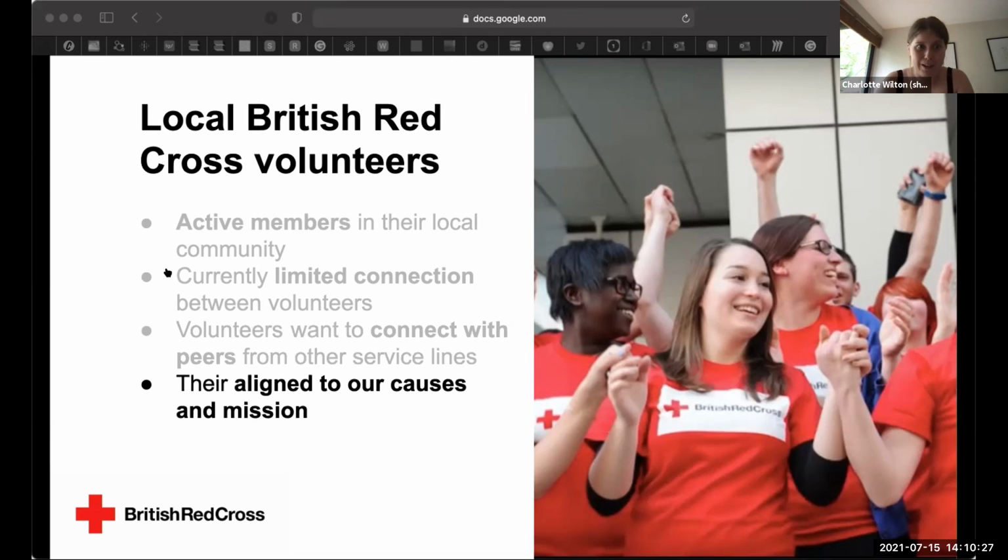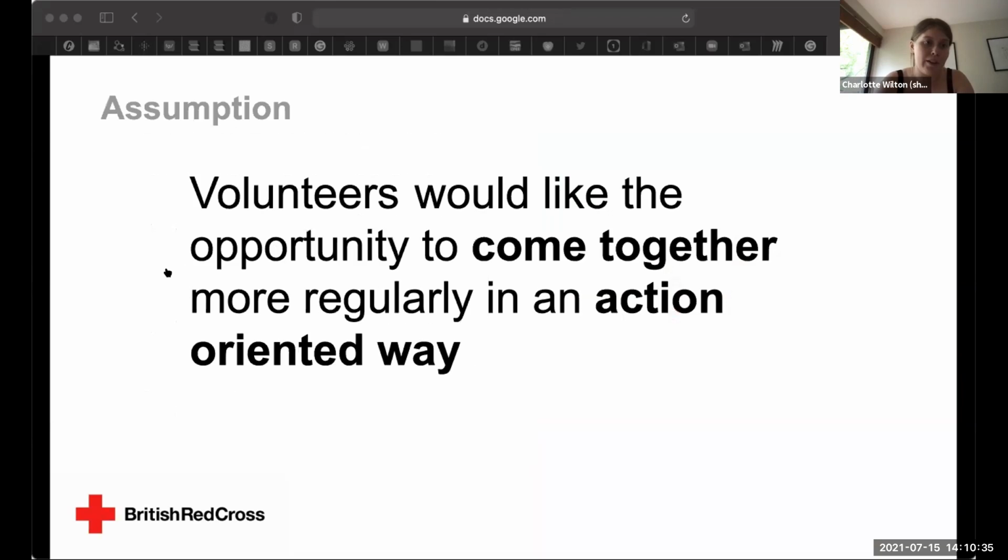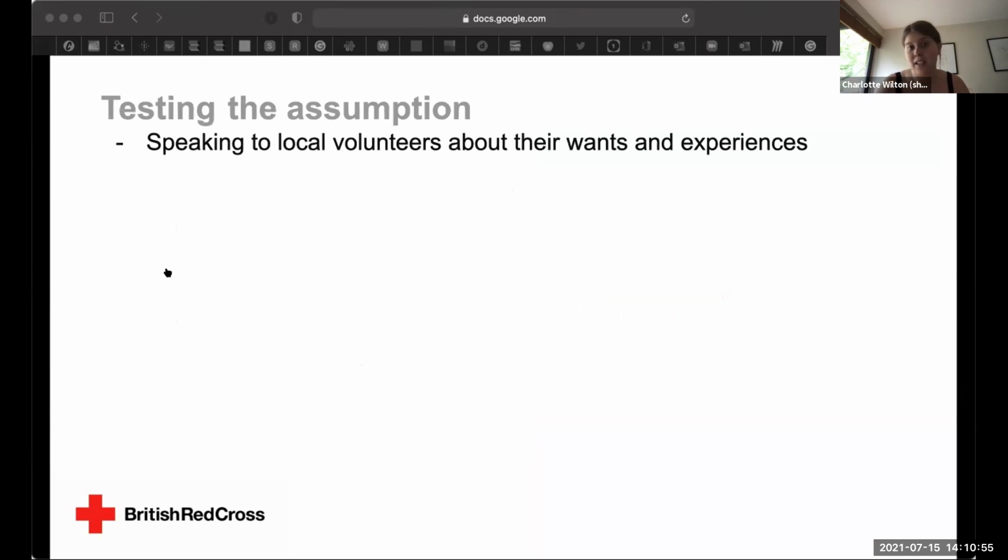So now we know who we're targeting our work towards. That meant that we had a load of assumptions that we now need to work around to see whether this would be successful. And one of our assumptions is that volunteers would like to come together more regularly in an action-oriented way. As you've seen from the previous slide, there's a lot of different things which would indicate this, but we need to validate this actual assumption. So, as you know, the innovation team, we like to get stuck in and try things before we scale them on a massive level and give it a lot of time investment. So the first thing we did is we tested this assumption.